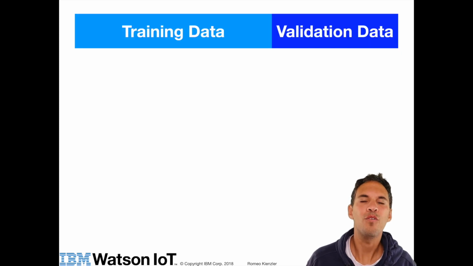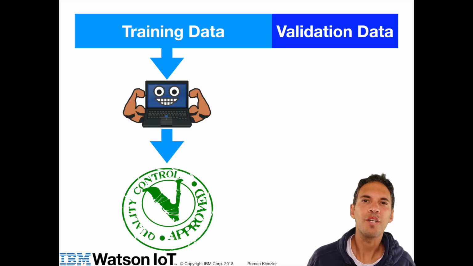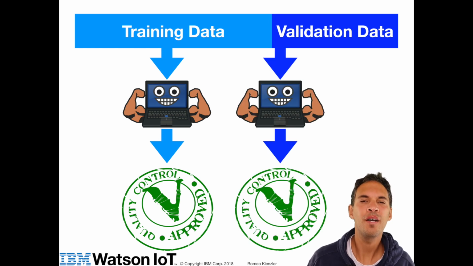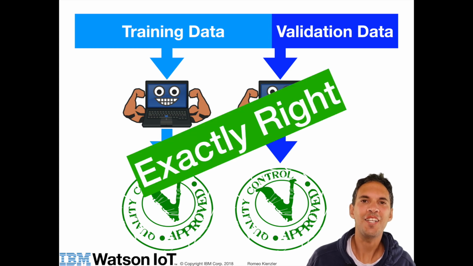In order to prevent overfitting, a good practice is to split your training data into two sets. One remains called training data, the other one is called validation data. Good splits are, for example, around 70 or 80% training data and 20 or 30% validation data. Now, if your trained machine learning model does a good job on the training data, and on the other hand, on the unseen validation data also does a good job, we are doing everything exactly right.